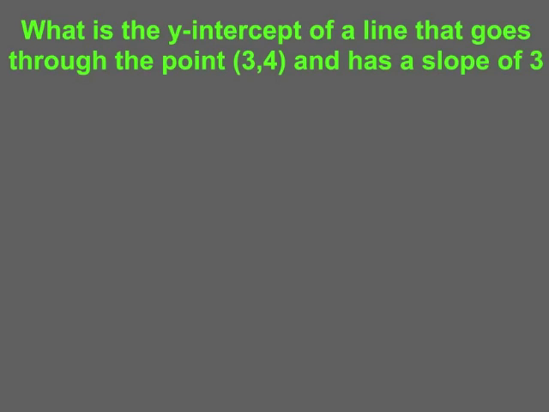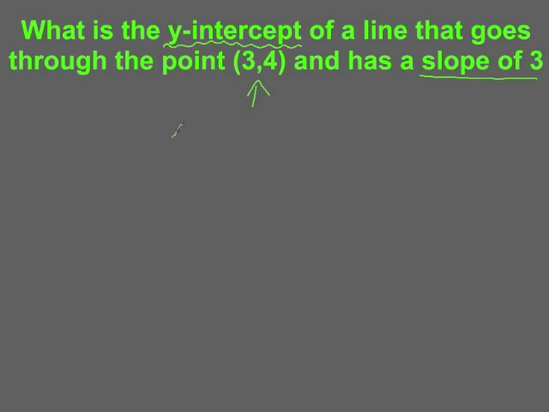So, what is the y-intercept of a line that goes through the point (3, 4) and has a slope of 3? What we're trying to do is find the y-intercept. That's what this question is asking for. It's not asking us to write an equation or anything. Like I said at the beginning of the video, the point they gave us isn't the y-intercept, so that's going to be a problem. And we know what the slope is, but neither of these two things gives us the y-intercept. So we need to find a method to find what the y-intercept is.